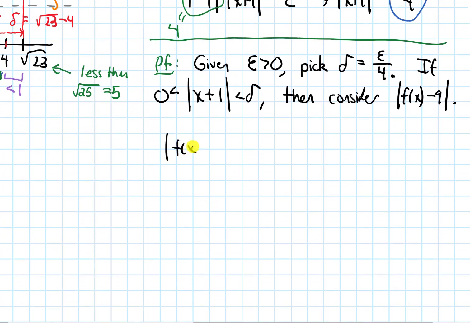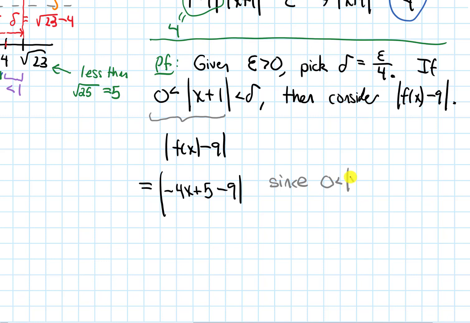All right, so let's write absolute value of f of x minus 9. And we're hoping that we can simplify this and eventually show that this is less than epsilon. Okay, so let's plug in what f of x equals. F of x is going to be negative 4x plus 5, the top piece of the piecewise function. Since that's coming from the fact that 0 is less than the absolute value of x plus 1, that meant x is not equal to negative 1. And that gives us the top piece of our piecewise function. F of x equals negative 4x plus 5.